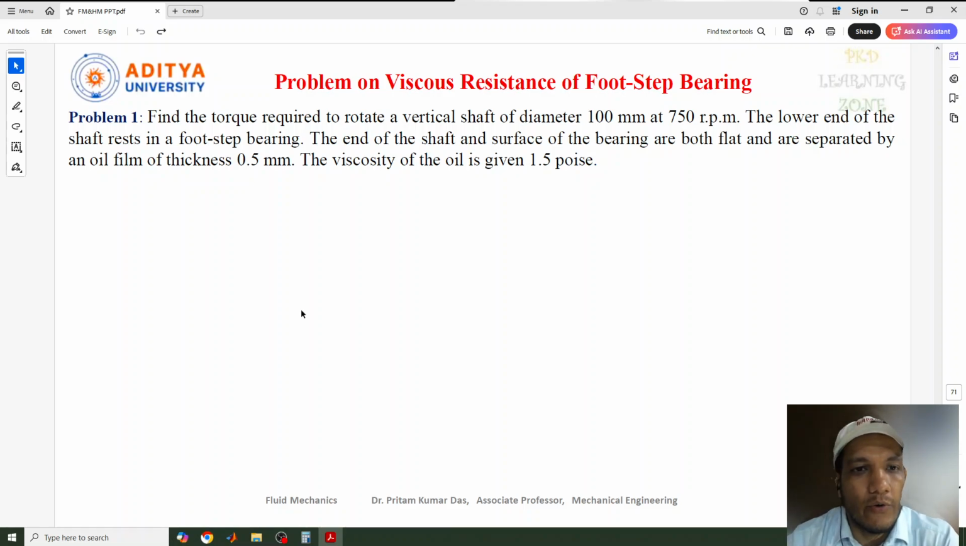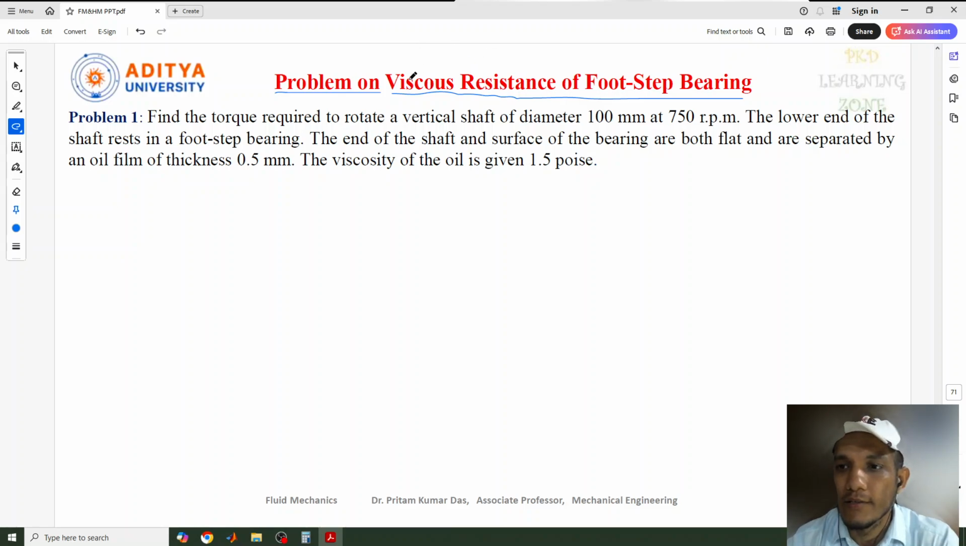In this lecture, we are going to discuss the problem of viscous resistance of footstep bearing. In our last lecture, we already discussed the theory part of the viscous resistance of footstep bearing, and we derived the equation for torque required and the equation for the power absorbed in that. So based on that, we will solve a problem with this.